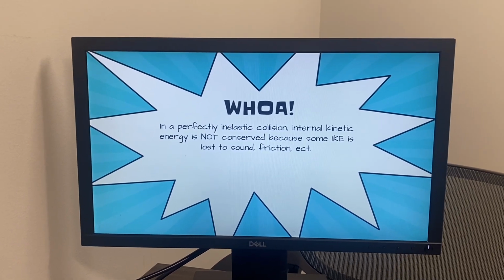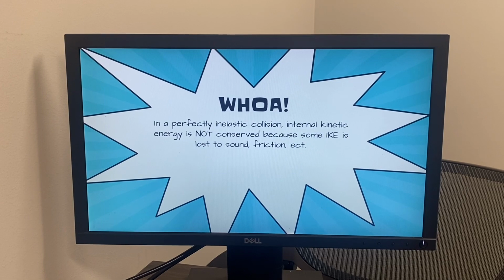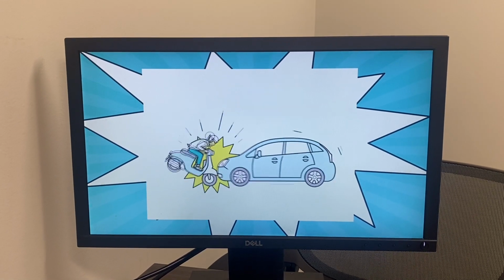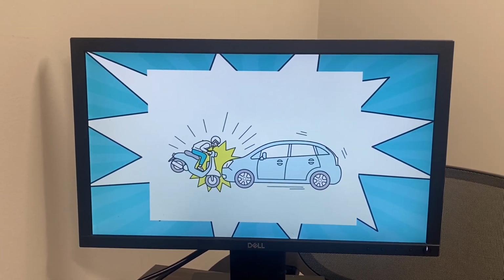In a perfectly inelastic collision, internal kinetic energy is not conserved because some internal kinetic energy is lost to sound. Take, for example, a car crash. In some serious car crashes, the cars actually crumple and stick together, losing their original mass and shape to pieces that have flown off.